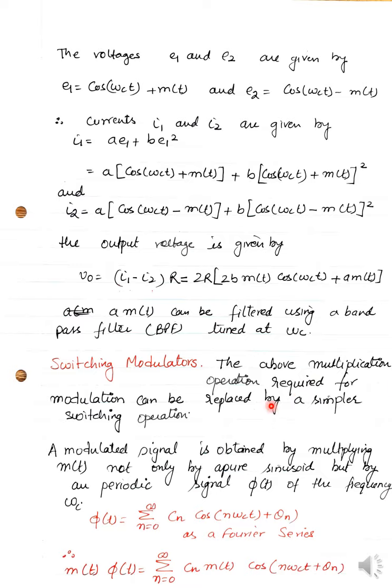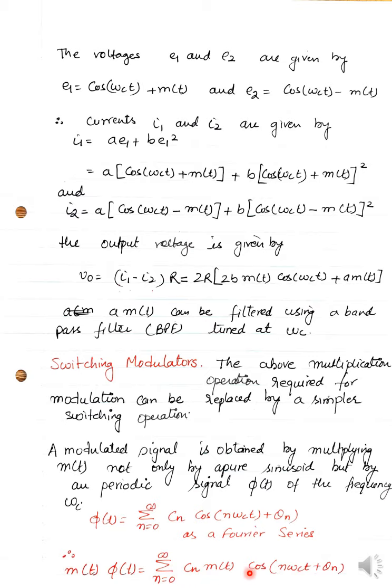Another one is switching modulators. The above multiplication operation required for modulation can be replaced by a simpler switching operation. A modulated signal is obtained by multiplying m(t) not only by a pure sinusoid, meaning sine or cosine signals, but by any periodic signal phi(t) of frequency omega c. So we can now use the Fourier series here. Cn is the coefficient of the Fourier series, with cos(n omega c t plus theta n).